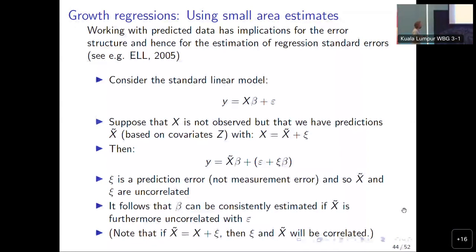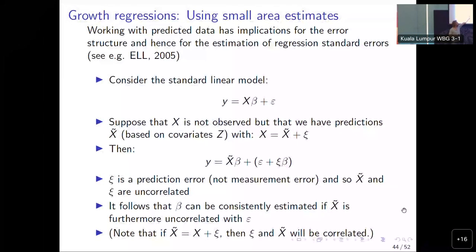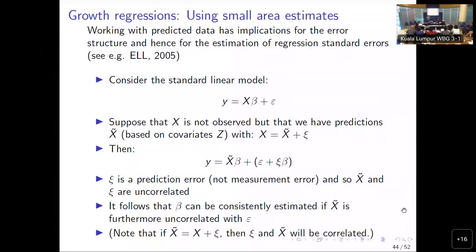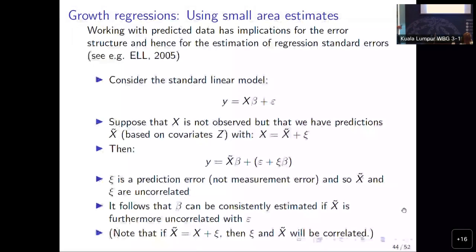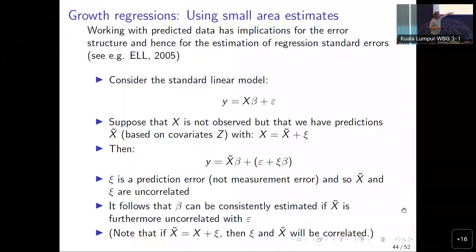And this error, we denote by xi, so that you plug that into the assumed data generating process, right? You get that Y is X tilde beta. Now, X tilde is something we do observe. And this xi ends up in the residual, right? So now it's the original epsilon plus this xi times beta. Now, because xi is a prediction error and not a measurement error, and I'll say a few words about that next, X tilde and xi are uncorrelated, and that's critical.